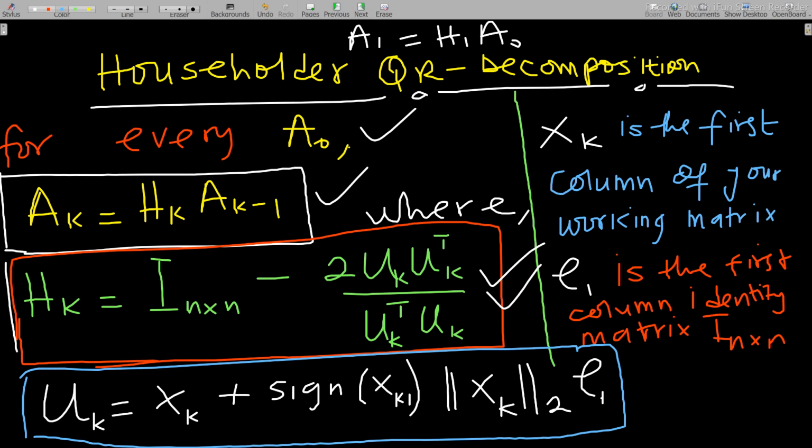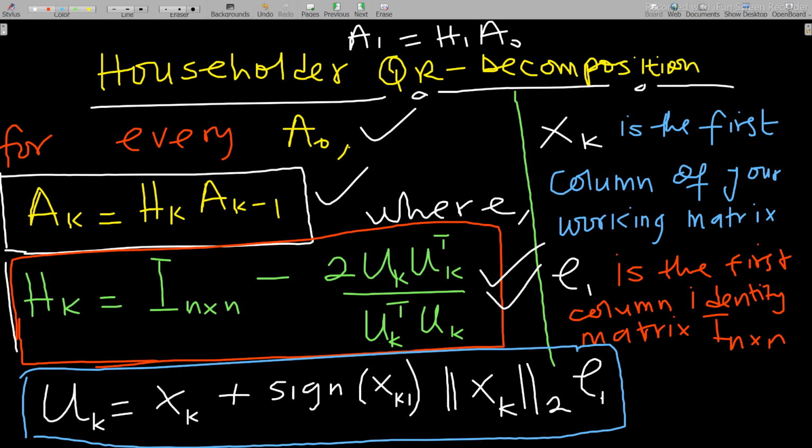A_K is equal to H_K times A_K minus 1, and H_K has its own formula, including some U, and the U also has its formula including some S, and the definitions for S and E are also given. So X is just the first column of your working matrix, and then E1 is the first column of the n by n identity matrix.